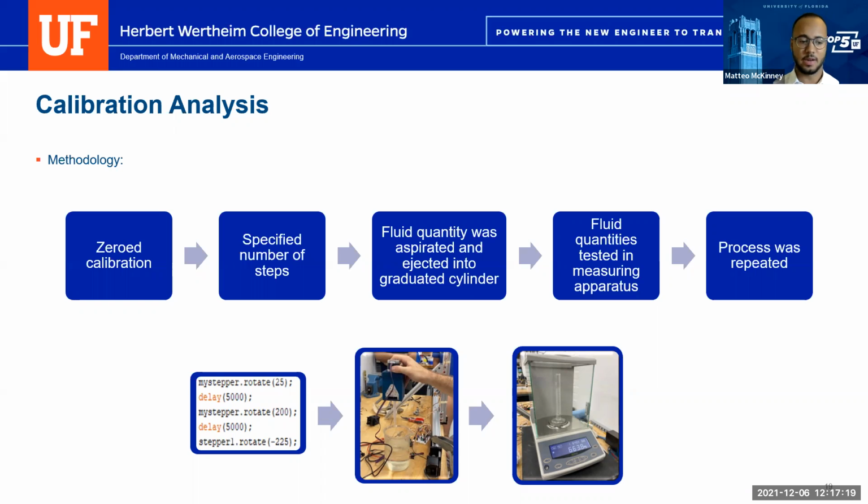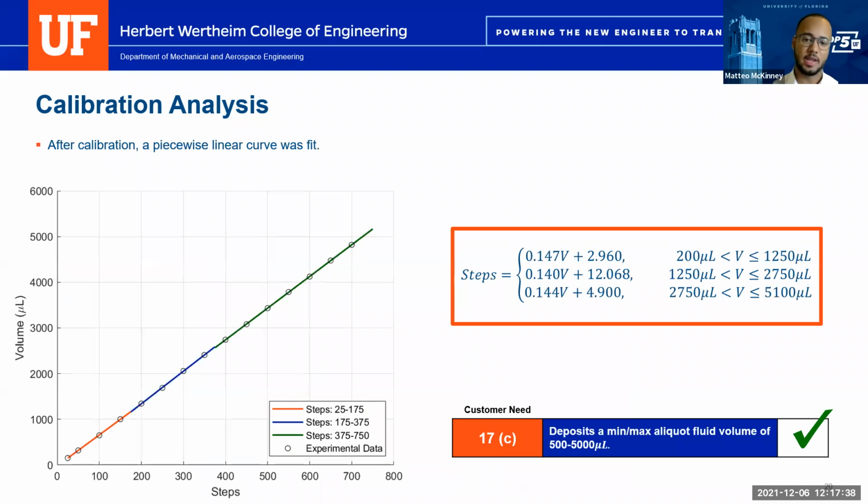And so then this was measured in the lab's measuring apparatus. And then the process was repeated for multiple volumes, or for multiple masses that we were then able to calculate from the measurement. And we were then able to develop a calibration, a piecewise linear curve fit. And this was then able to satisfy need 17, where it's able to deposit the minimum and maximum fluid volumes.